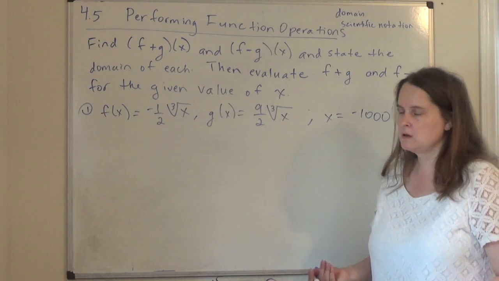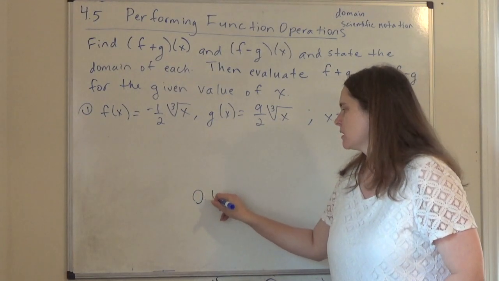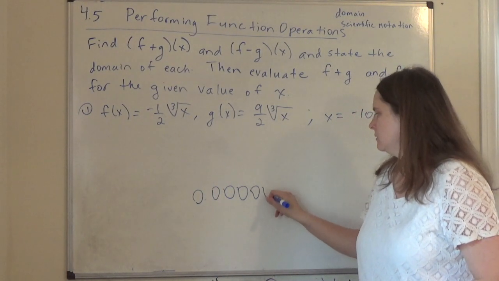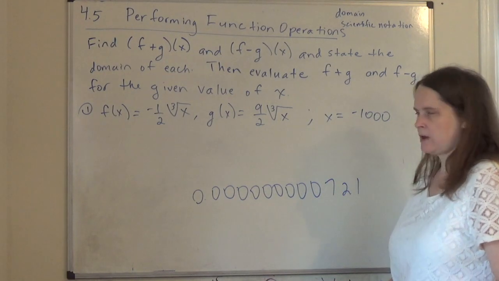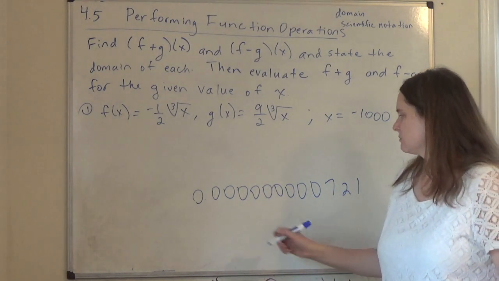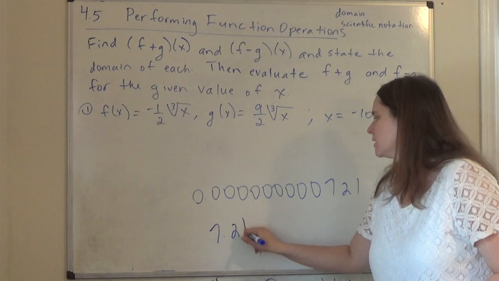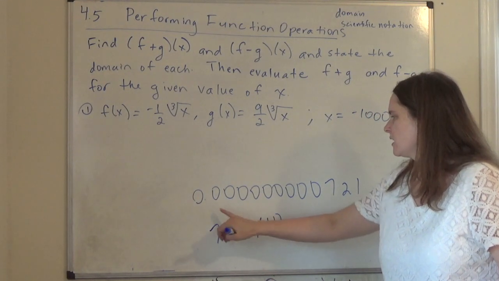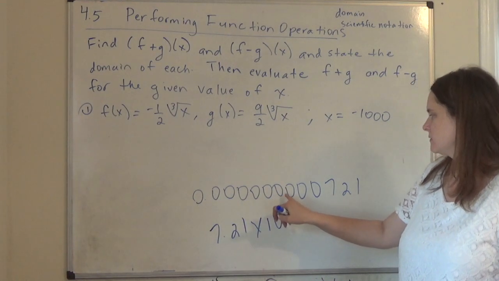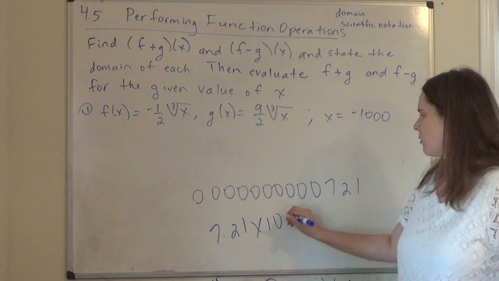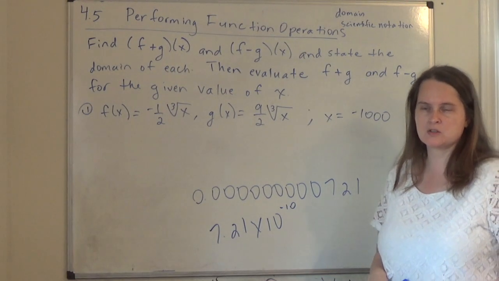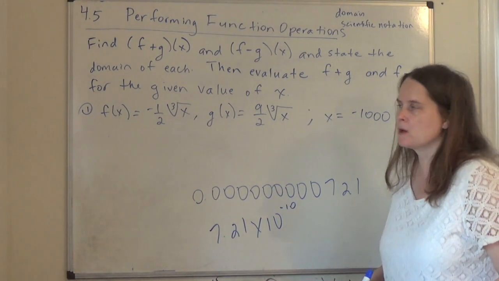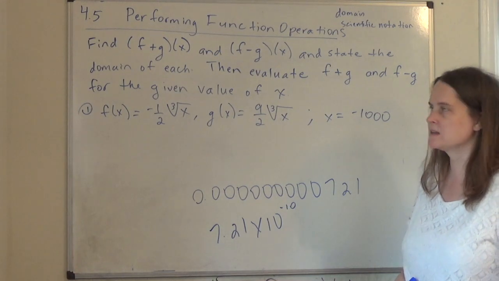So just imagine that you're working with numbers like this all day long. It makes more sense to write this as 7.21 times 10 to the negative 10th power. Same thing with really large numbers. Otherwise, you spend your whole day counting zeros, and that would be a waste of time. So that's the point of scientific notation.